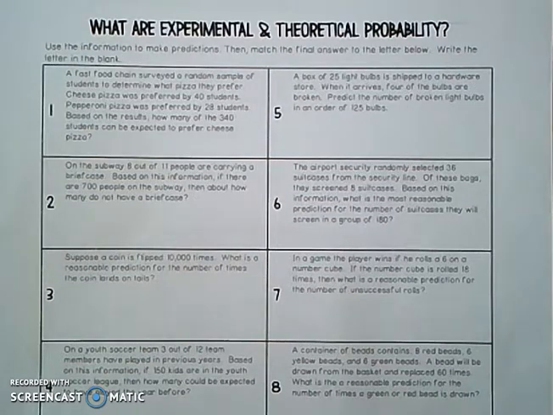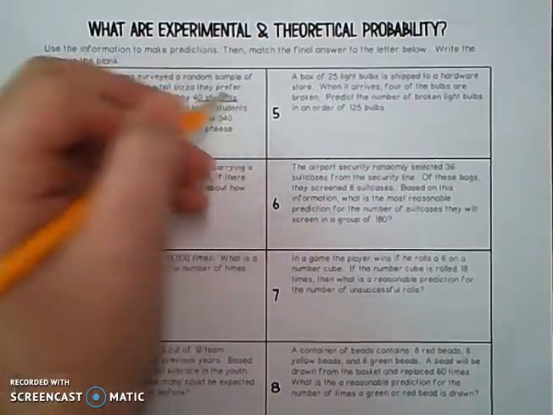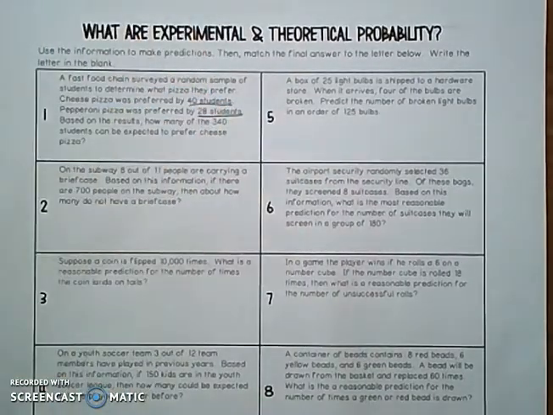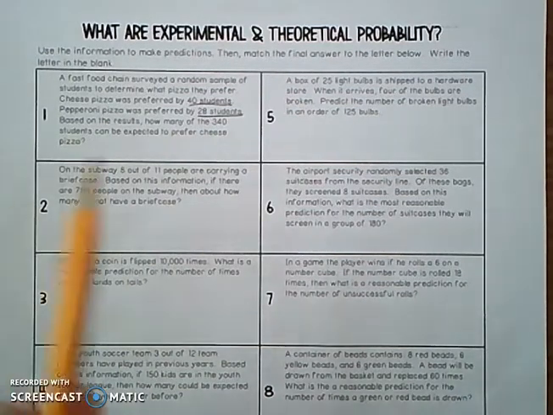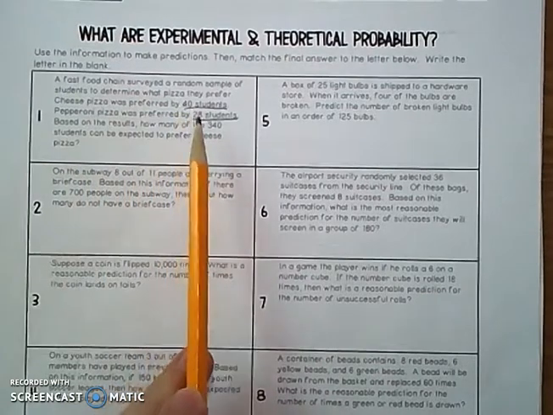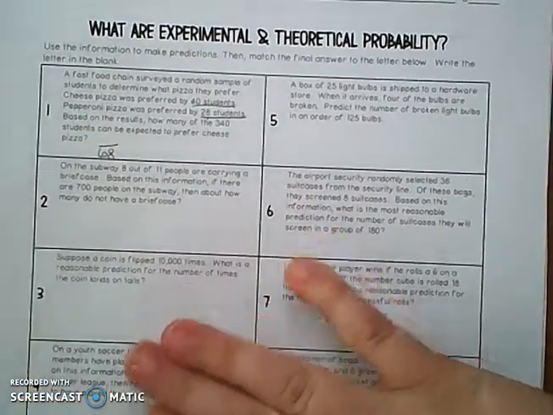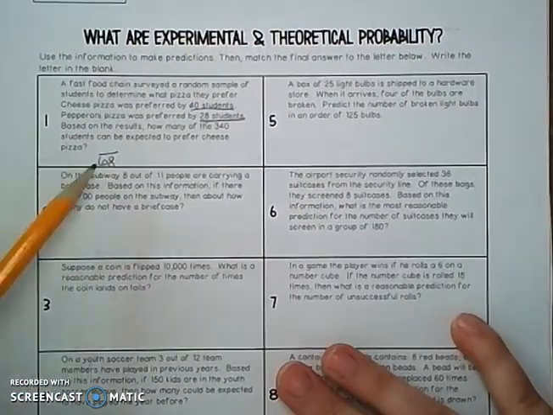It says a fast food chain surveyed a random sample of students to determine what pizza they prefer. Cheese pizza was preferred by 40 students. Pepperoni pizza was preferred by 28 students. Based on the results, how many of the 340 students can be expected to prefer cheese pizza? Okay, so first of all, how many people did they survey? Well, 40 like cheese, 28 like pepperoni. So they surveyed 68 people. So my sample size is 68.